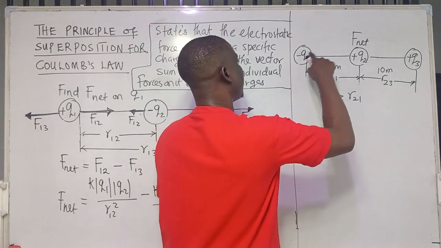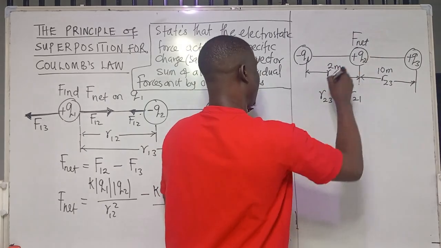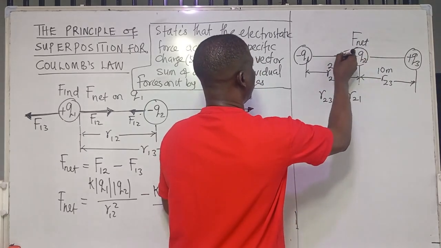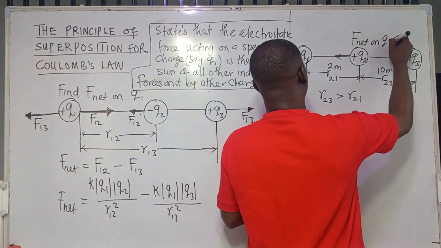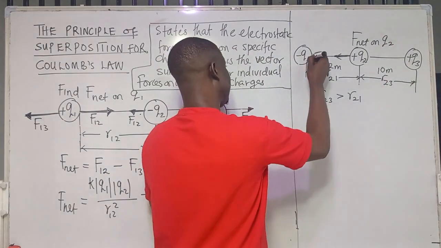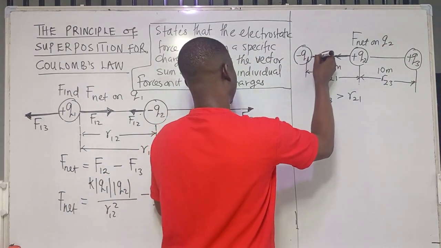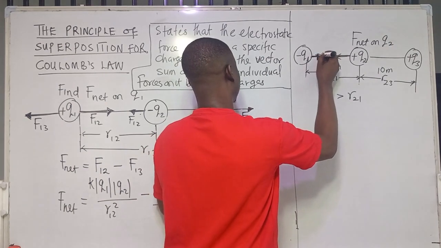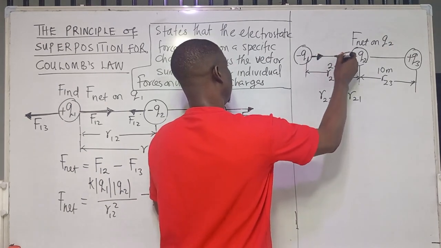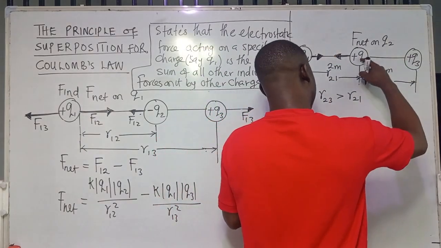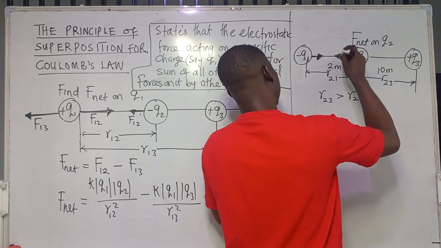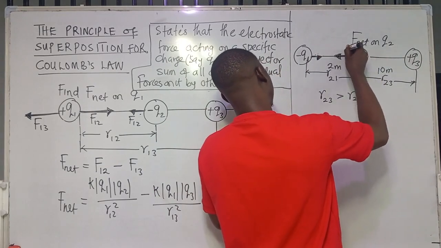Now let's see. Plus and minus, they will attract. So this one will move towards this direction. Don't forget, we are looking for net force on Q2. Then this will also attract anyway. There will be an attraction of that one too. They will attract each other. Then between this and this, they will repel. So that means this one will move like this.